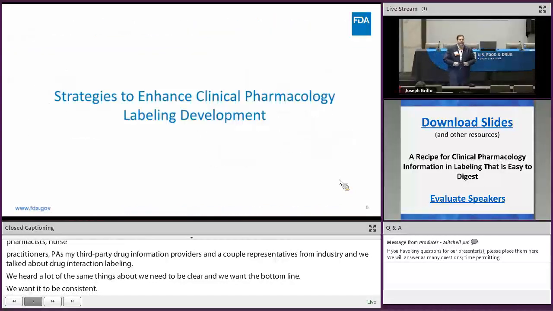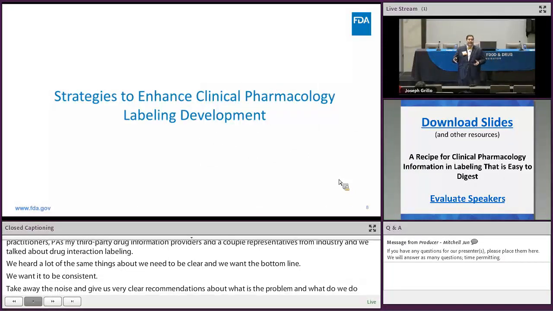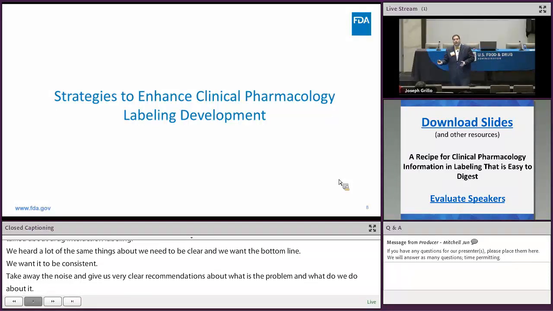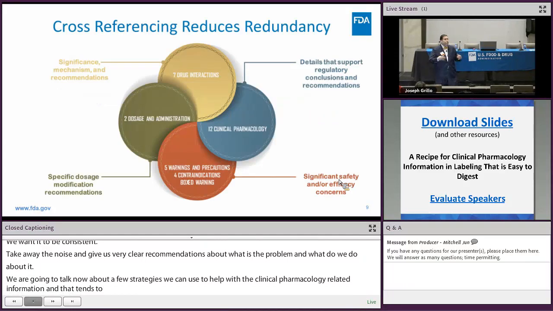So we're going to talk now about a few strategies that we can use to help with the clinical pharmacology-related information that, again, tends to be more highly technical. And some of these you could probably apply to other sections, but really the focus of this is more the clinical pharmacology-related information. So one thing is cross-referencing, and that was brought up a couple of times yesterday.